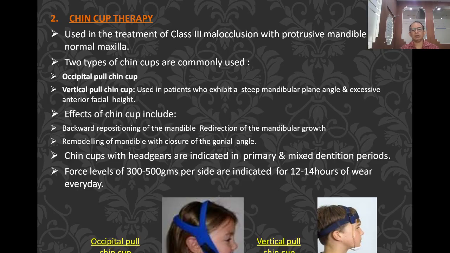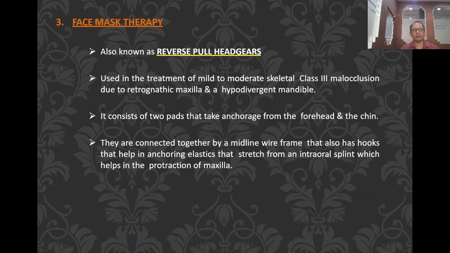Chin cups with headgears are indicated in primary and mixed dentition. Force levels of 300 to 500 grams per side are indicated for 12 to 14 hours of wear every day.